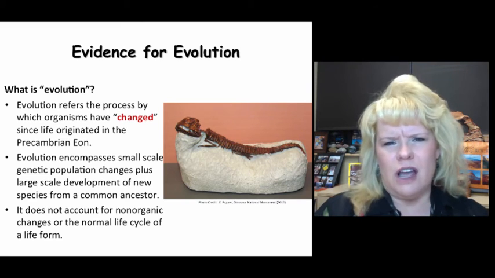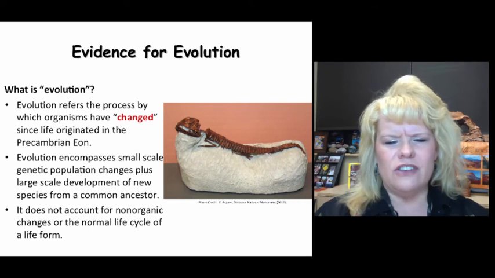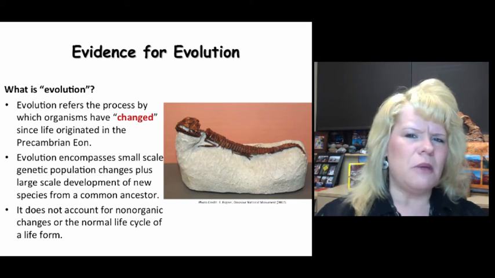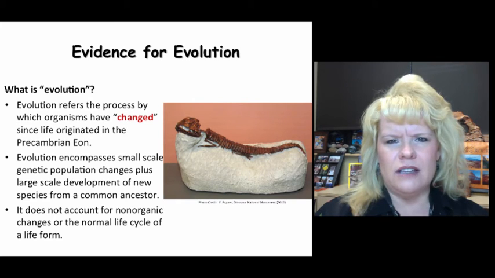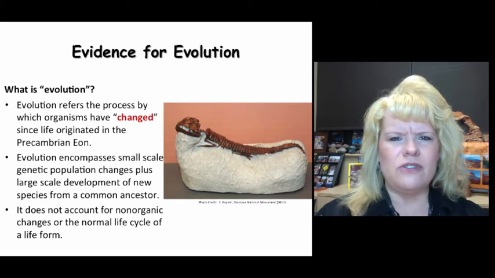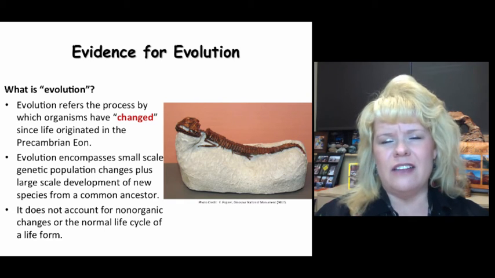So evolution encompasses a small-scale genetic change in a population plus a large-scale development of new species from some common ancestor. That's another area where evolution gets kind of a bad reputation. I think in general people struggle with where did we come from, and the standard thing people say is we came from a chimpanzee. That is not true. We'll get to that later in this semester. That's our closest living relative today.